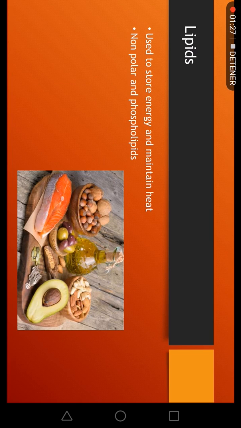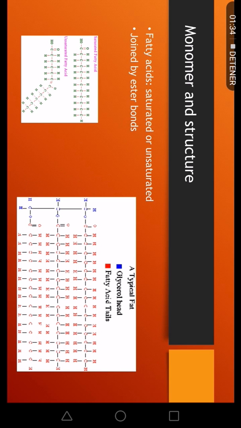Lipids. They are used to store energy and maintain heat. They are phospholipids and nonpolar. The monomers of lipids are fatty acids. They can be saturated or unsaturated. Saturated fatty acids have their carbons all linked to hydrogens. Unsaturated ones have double bonds between their carbons.